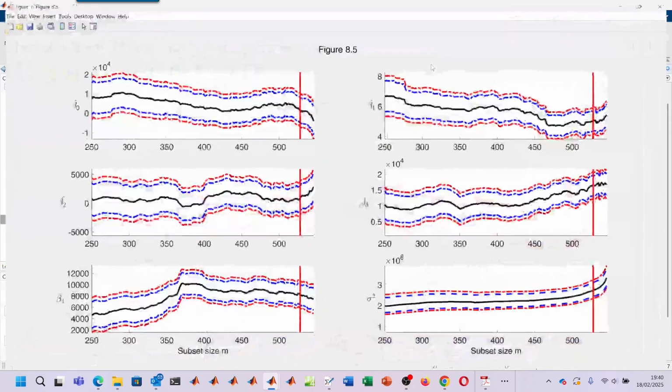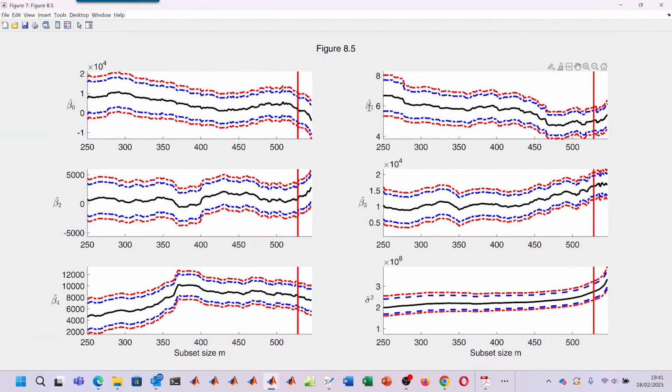Now we end this analysis with the frequentist analysis, that is the analysis that does not use any prior information. We now repeat figure 8.3, which was for an analysis including prior information.